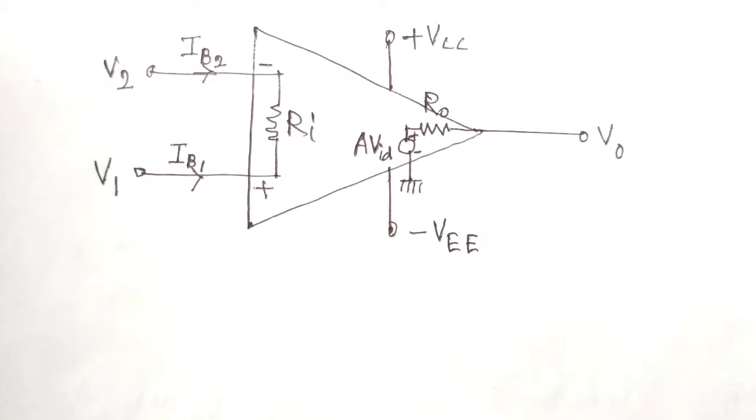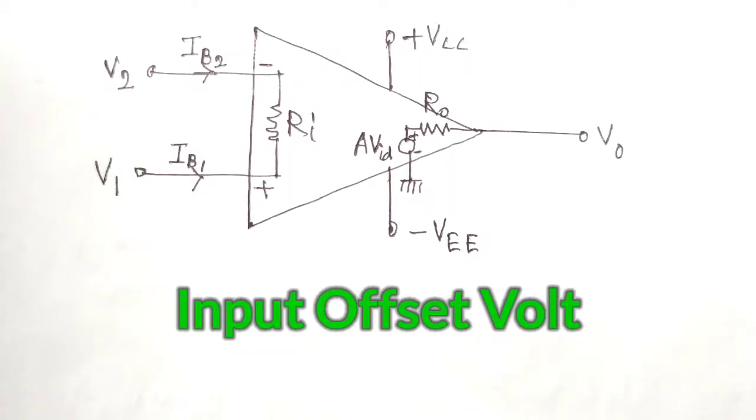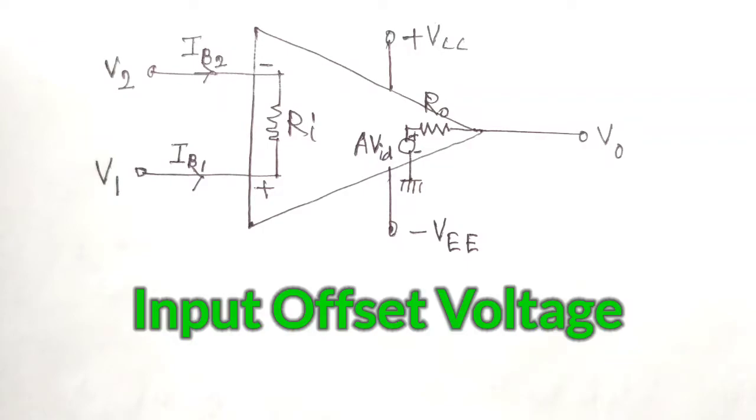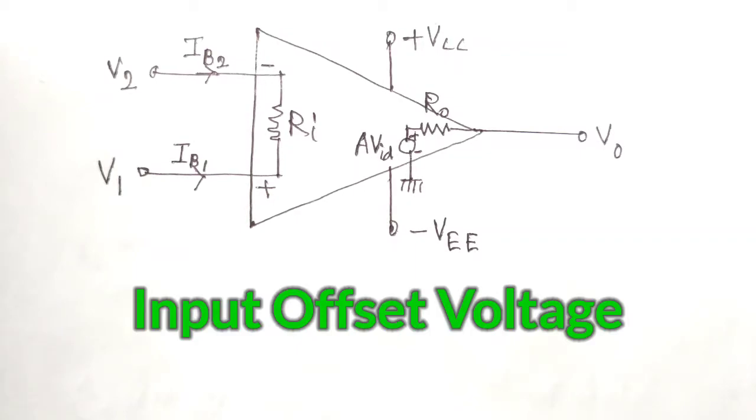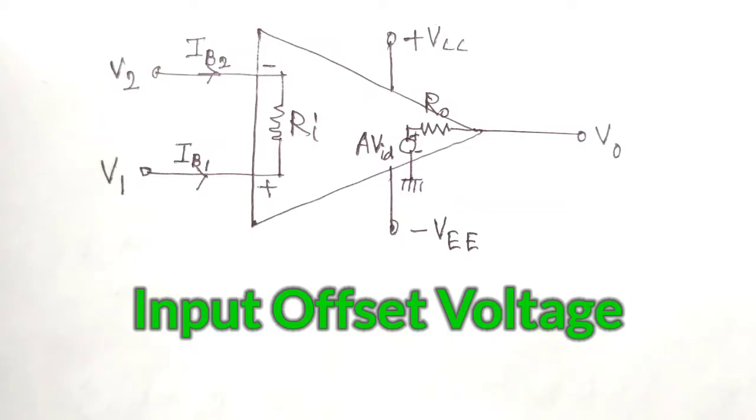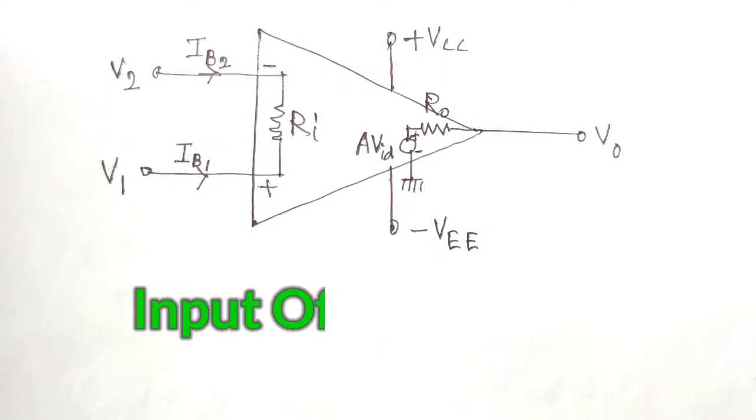The next parameter is input offset voltage VIO. It is the voltage that must be applied between the inverting and non-inverting input terminals such that the output is nil or 0. It is denoted by VIO. For 741C, the maximum value of VIO is about 6 millivolt. The smaller the value of VIO, the better the input terminals are matched. And this input offset voltage depends on temperature.